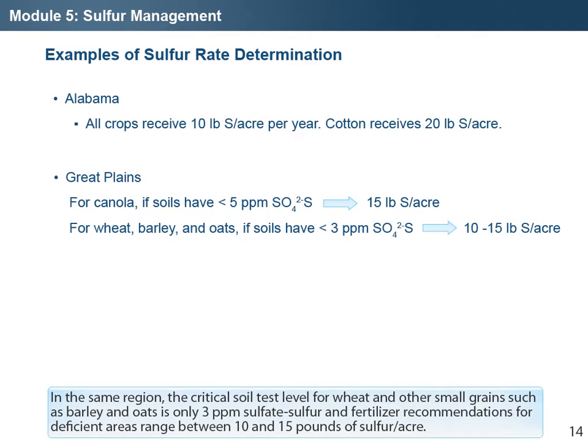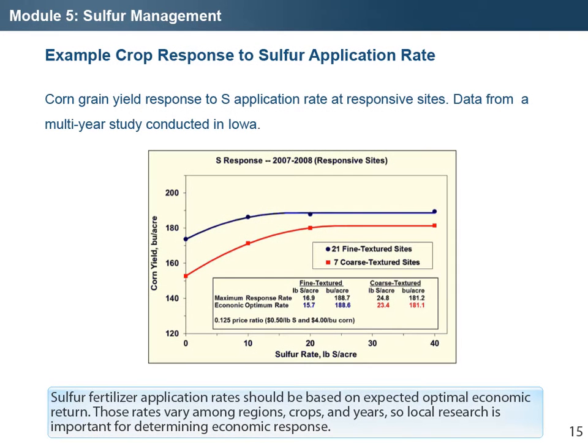In the same region, the critical soil test level for wheat and other small grains, such as barley and oats, is only 3 parts per million sulfate sulfur, and fertilizer recommendations for deficient areas range between 10 and 15 pounds of sulfur per acre. Sulfur fertilizer application rates should be based on expected optimal economic return. Those rates vary among regions, crops, and years, so local research is important for determining economic response.